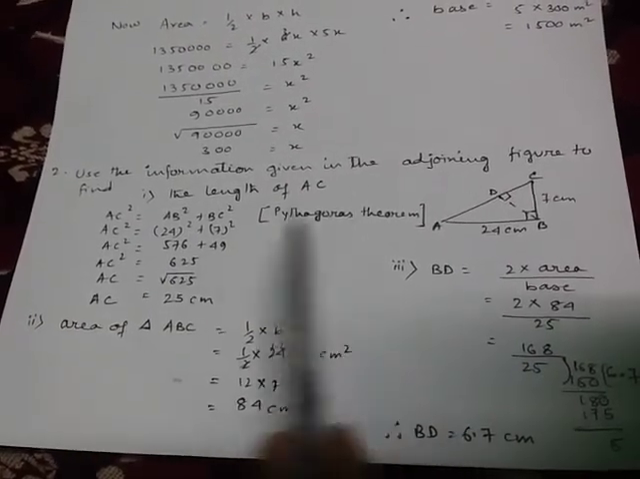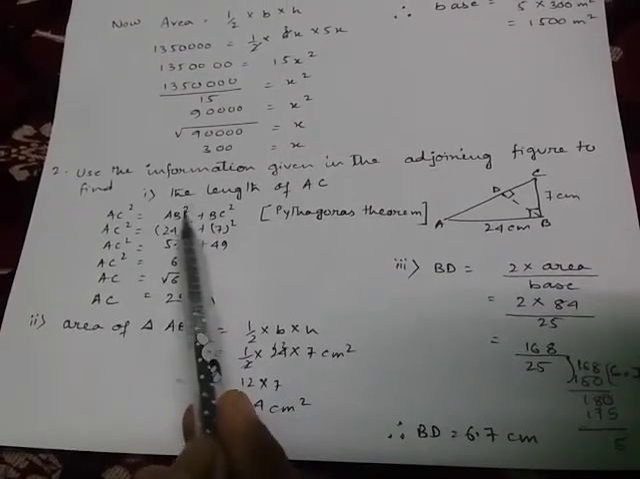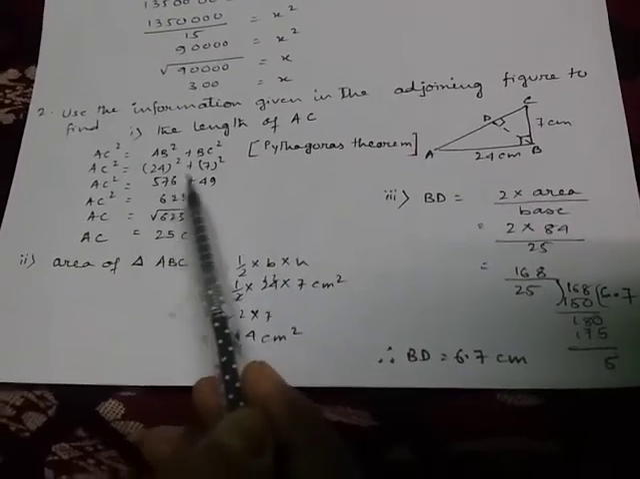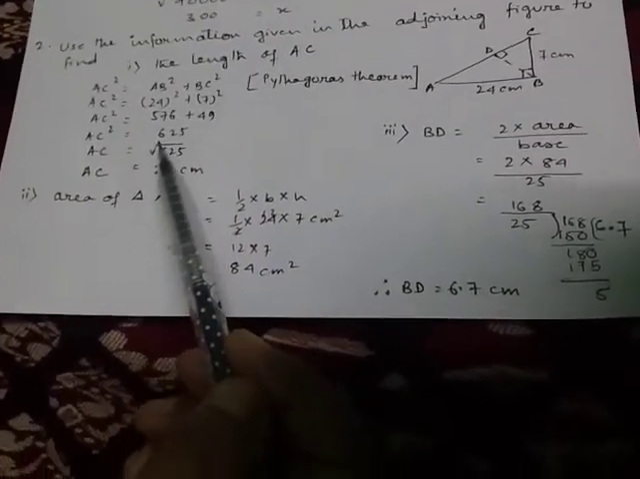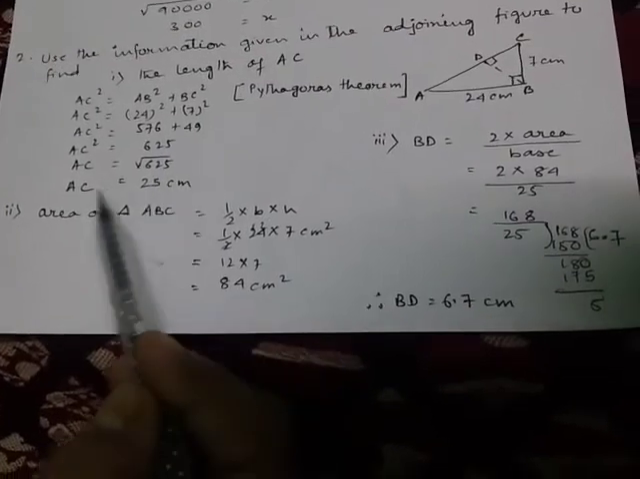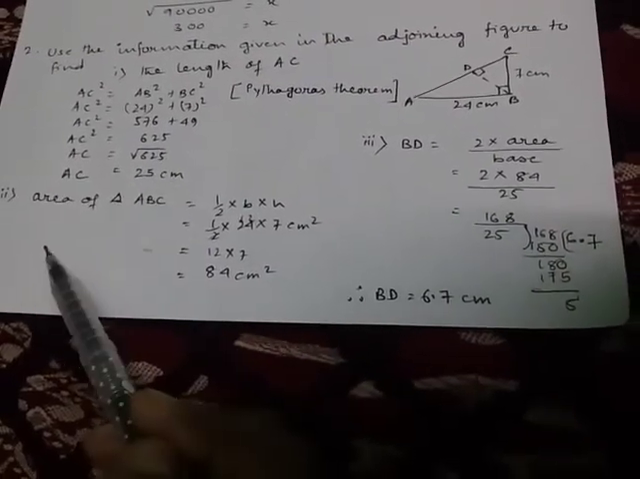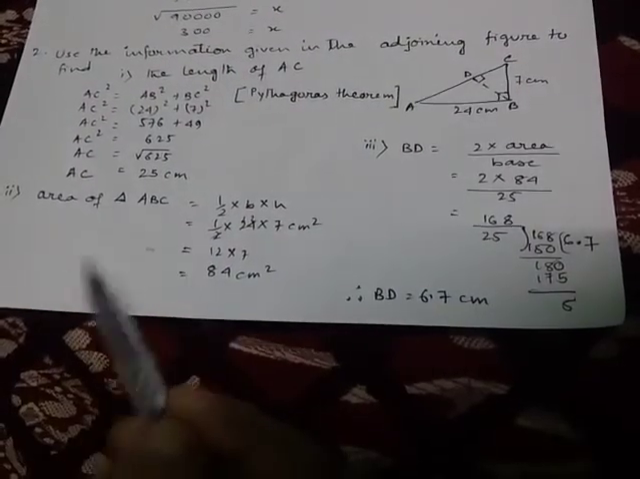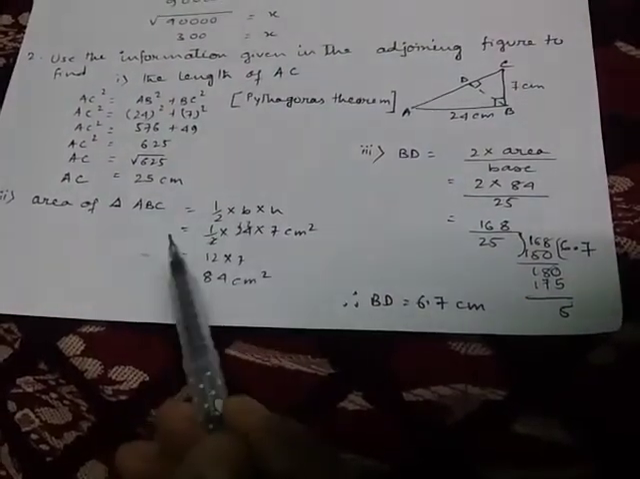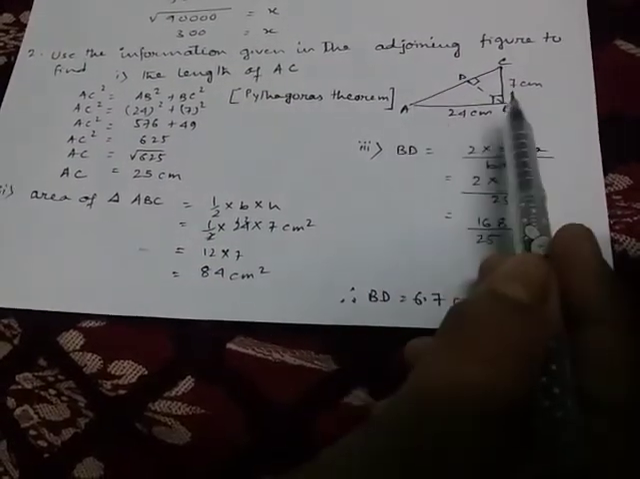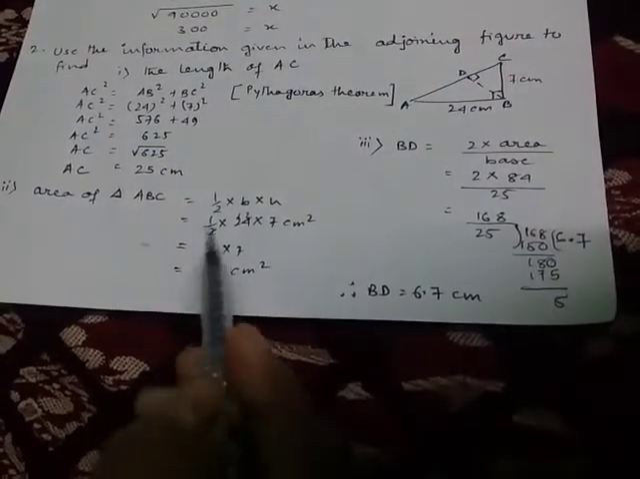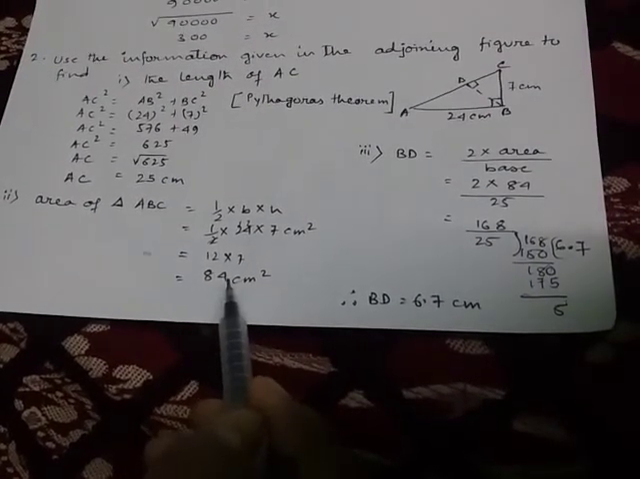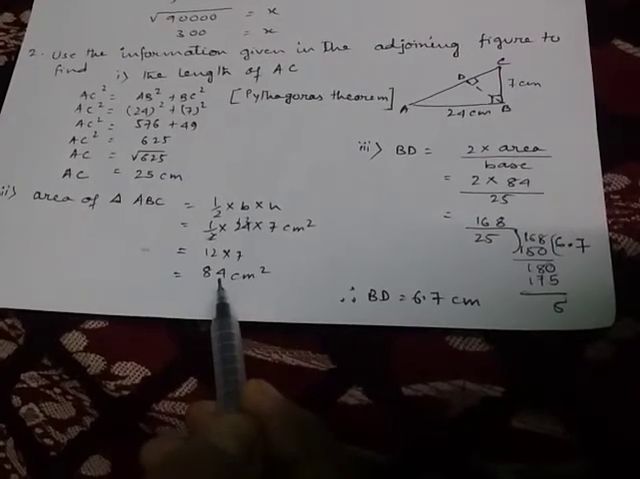So first question was to find the length of AC. By applying Pythagoras theorem, AC square equals AB square plus BC square. So 24 square plus 7 square, it is coming 576 plus 49 equals 625. Therefore AC equals root over 625, and AC equals 25 centimeter. So I got the value of AC. Now area of ABC, I know half into base into height. So if my AB is the base, my height is BC. So half into 24 into 7, so 84 centimeter square is the area of the figure.